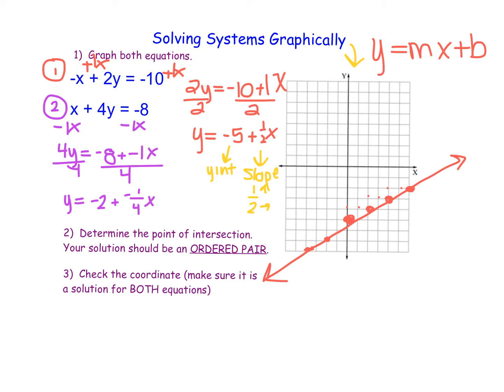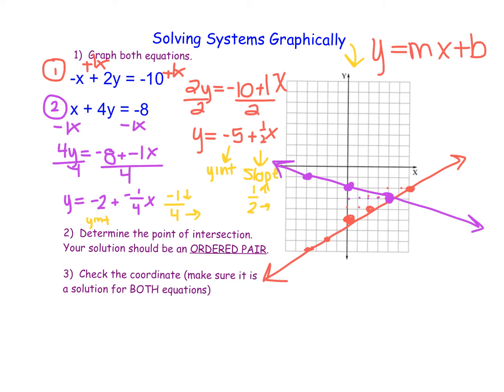And then again, I know that since I'm in slope-intercept form, that negative 2 is my y-intercept, the point where I cross the y-axis. And this is a slope of down 1 and then to the right 4. So if I go over to my graph, I go to the y-intercept of negative 2, and then I go down 1, right 1, 2, 3, 4. And then I can repeat that same pattern backwards, and then I can connect my points and graph my line.